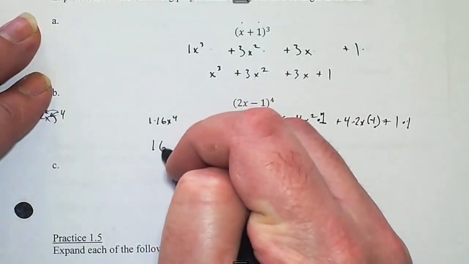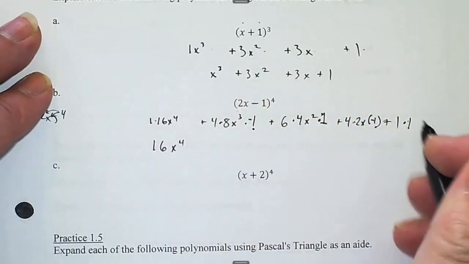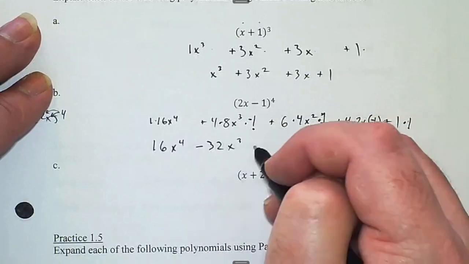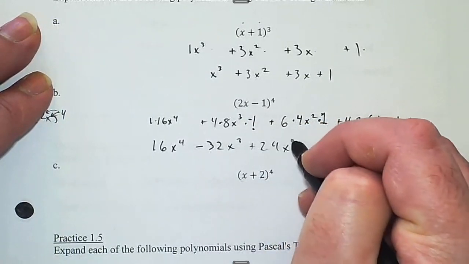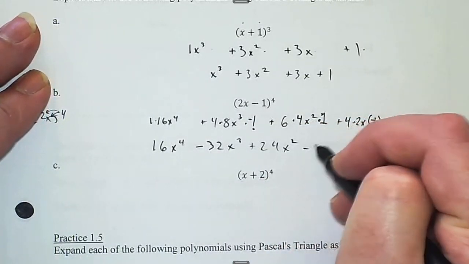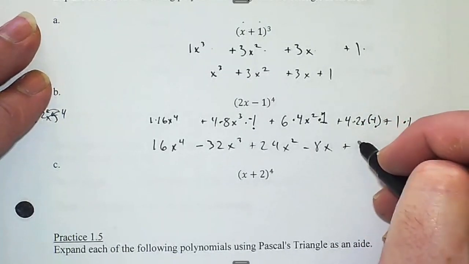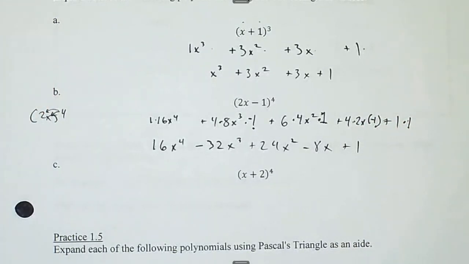All right, then we'll simplify. 16x to the fourth minus 32x to the third plus 24x to the second minus 8x plus 1. All right, that one's a pretty tough one, I think. Anytime you have a negative, you have to deal with that, and then the 2. So that one was tough, but it's okay.